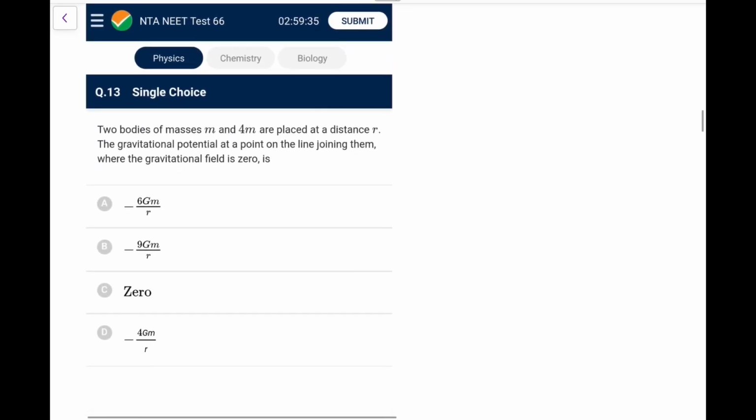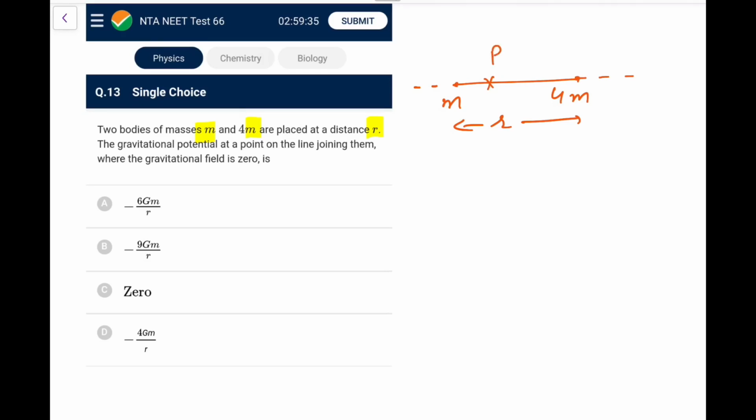Next, two bodies of masses M and 4M are placed at a distance R. The gravitational potential at a point on the line joining them where the gravitational field is zero. This is a question that has been asked before in examination. So what we have, this is M, this is 4M. They are placed at a separation of R. You can clearly make out gravitational field will be zero only in between the two, and it would be closer to this one. So let's say this is the point P. So let this distance be X. This will become R minus X.